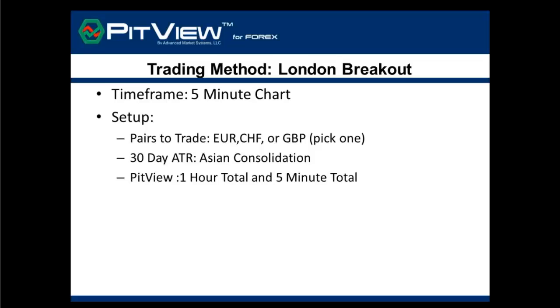This is what we call a PitView filter, or a trade filter, that we use in determining whether we should buy or sell a currency. So with PitView, I'm using a 1 hour total and a 5 minute total for what I call confirmation on this trade, or you could even call it a trade filter. The entry we're looking for is what's called a consolidation breakout.